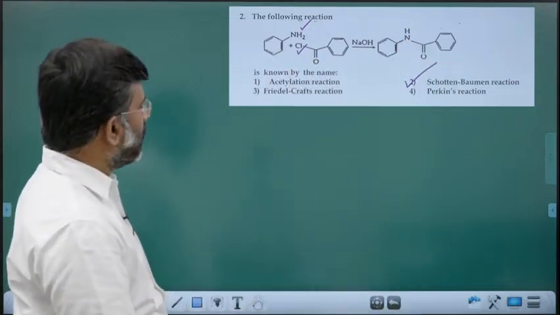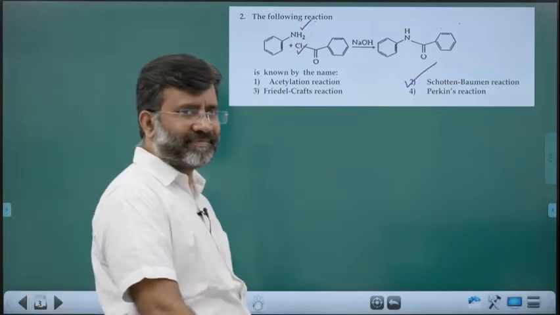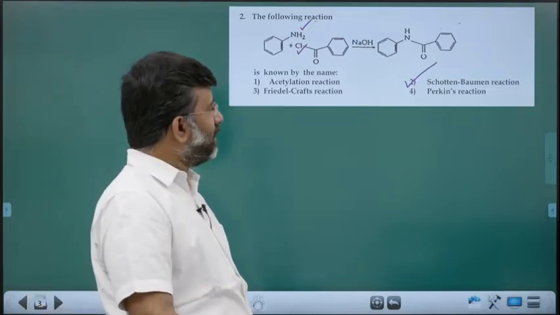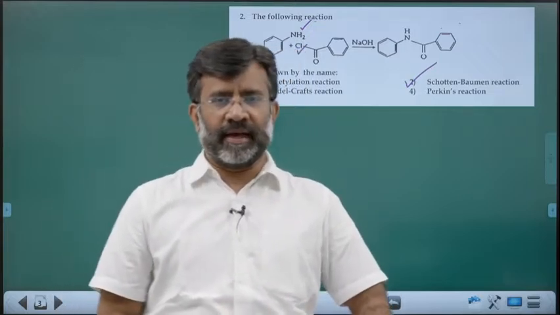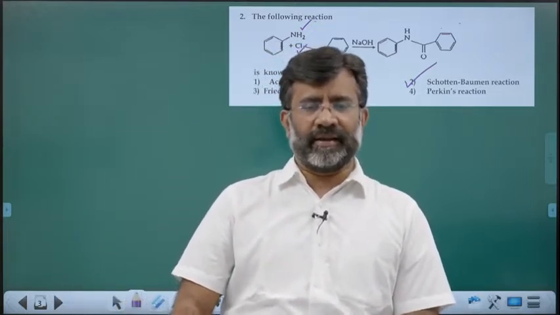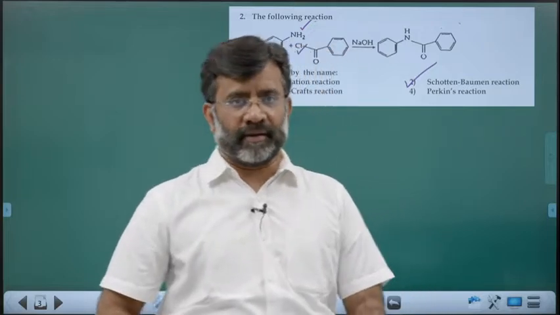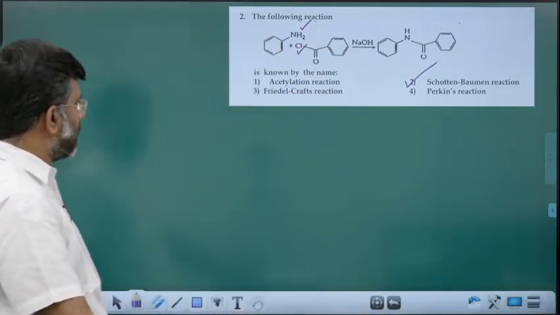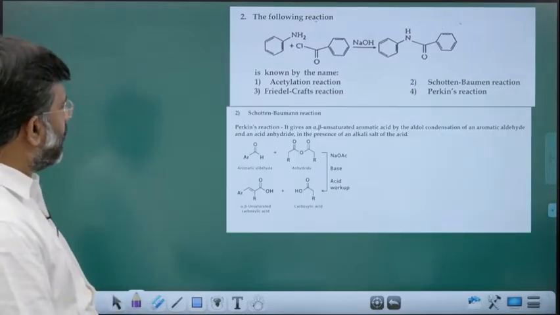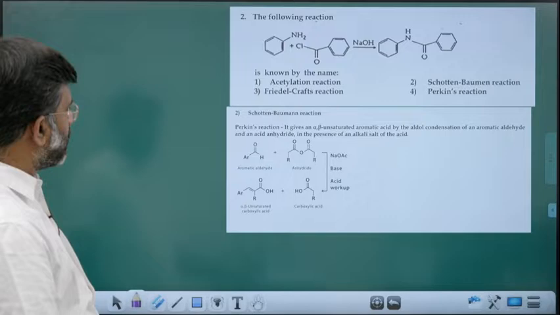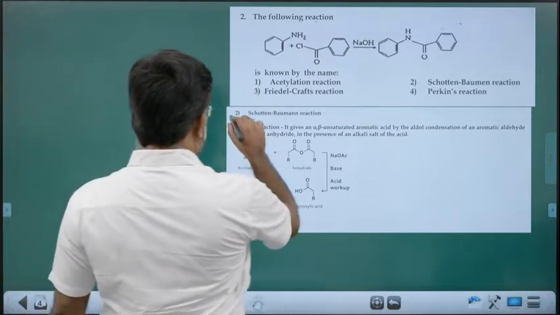And the name of the molecule is, what is the IUPAC name? N-phenyl benzamide. And the reaction is Schotten-Baumann reaction. The other reactions are known to you. And this is what, fourth option, Perkin reaction. Our answer is second choice.